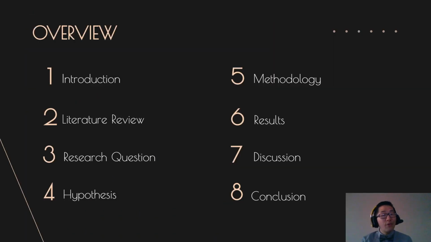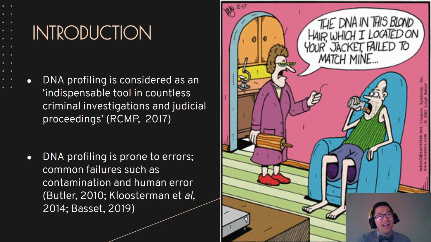Here is my overview. We're going to be going through 8 different topics, as denoted on the slide, and the first one we're going through is, of course, introduction. As we all know, DNA is so prevalent in forensics. It's one of the first things that we think about when we think of forensics. As the RCMP would say, an indispensable tool in countless criminal investigations and judicial proceedings.